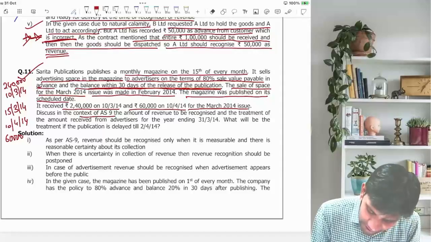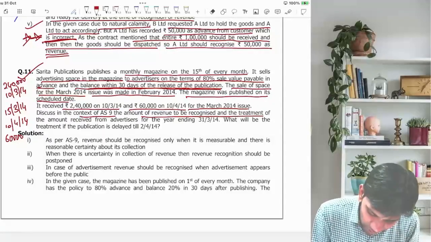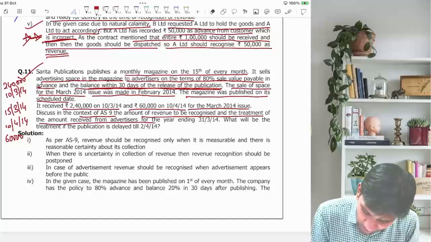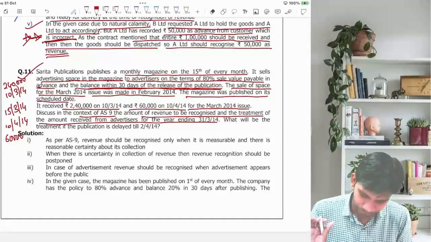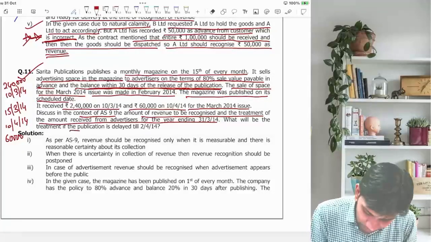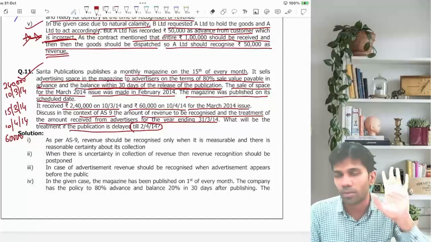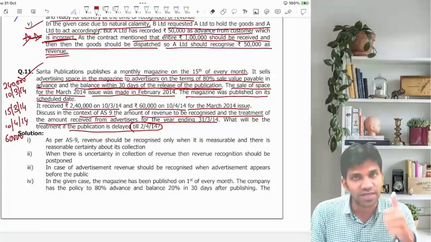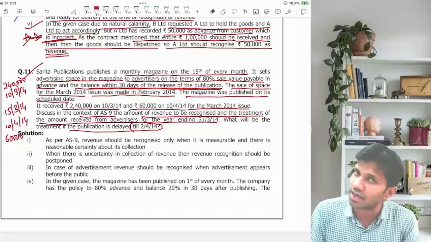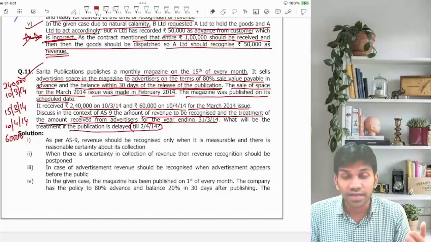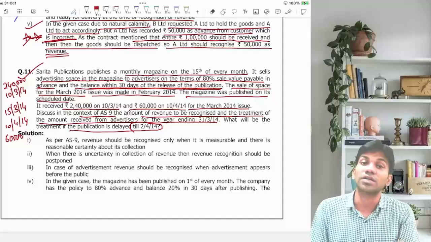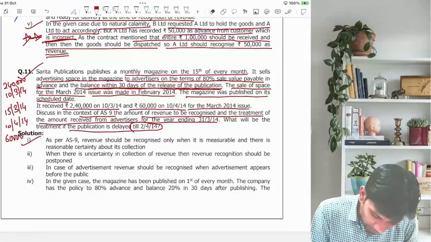Discuss in the context of AS-9 the amount of revenue to be recognized and the treatment of the amount received from the advertisers for the year ending 31st March 2014. What will be the treatment if the publication is delayed till 2nd April? So there are two questions here. First, the common provision as per AS-9: revenue should be recognized when it is measurable and when there is reasonable certainty regarding its collection. If there is uncertainty regarding its collection, then revenue recognition should be postponed.